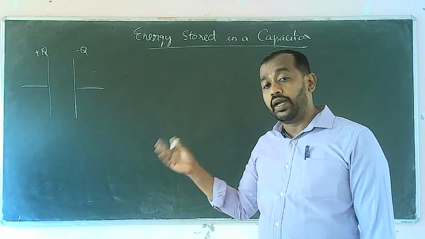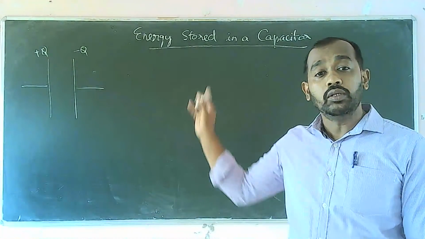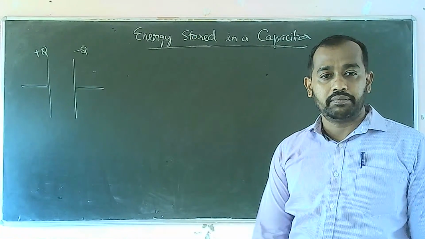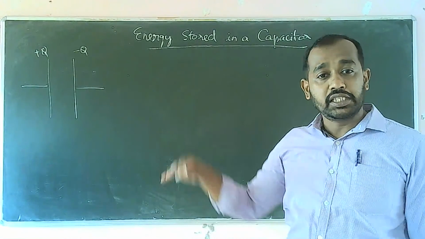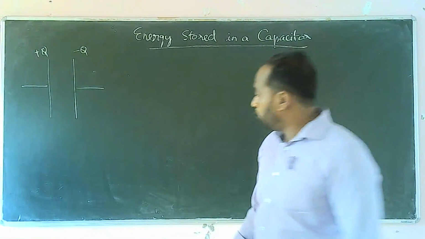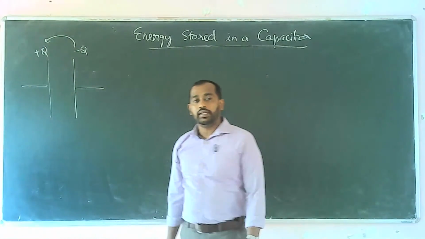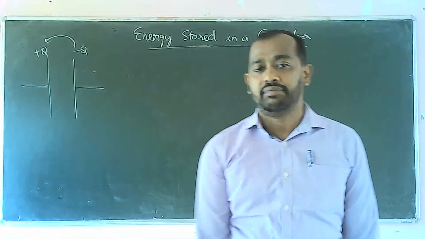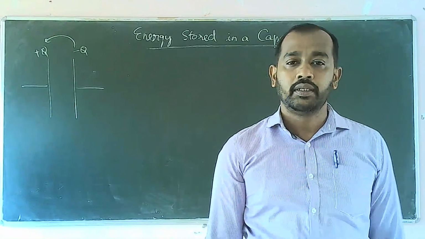Now we are going to find out how much work has been done in order to transfer a charge from the negative plate to the positive plate. That is how we are going to find out the energy. The work done in transferring the plus Q amount of charge from this plate to the other plate will be stored in the form of potential energy.